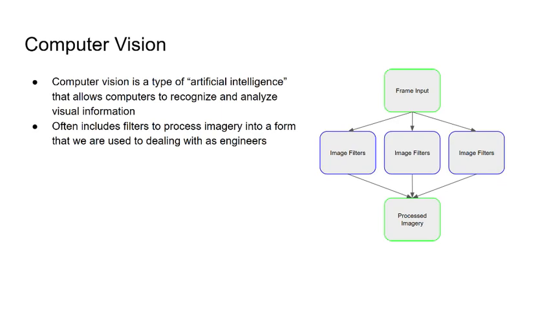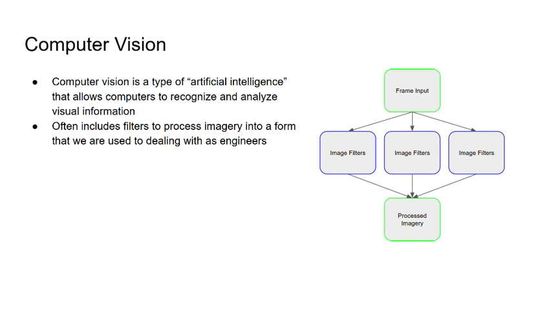So, object detection. Starting with computer vision, it's a type of artificial intelligence. It's not really what you would think of if you think of a deep learning network, but it's still kind of an artificial intelligence approach, and it allows computers to recognize and analyze visual information, as opposed to binary, voltage impulses, things like that. It often includes filters to process imagery into a form that we are used to dealing with as engineers: numbers and data, integers, floating point values.